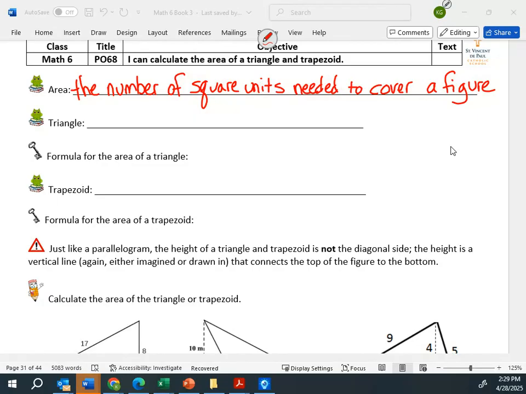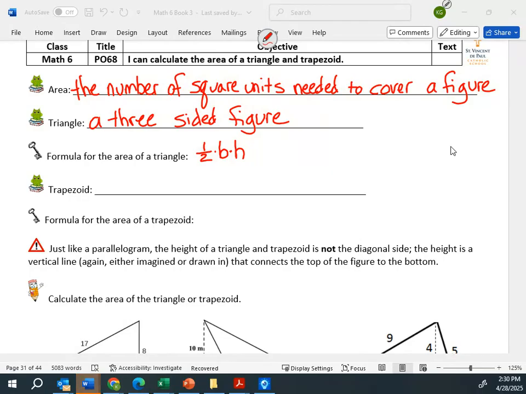Okay, so now we're going to talk about the triangle. A triangle is a three-sided figure. All right, we worked with the types of triangles with their degrees and the angles and with their side lengths and names that go with that. Now we're talking about the area. So the formula for the area of a triangle is we call it 1/2 times the base times the height.